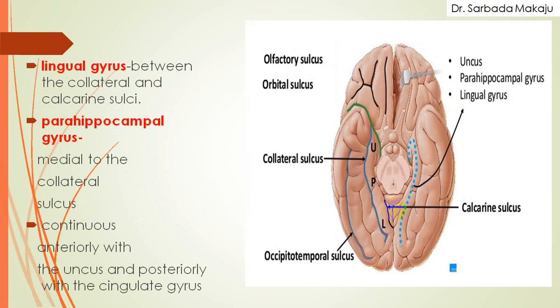Now the lingual gyrus is located between these sulci. This sulcus is known as the calcarine sulcus, and this sulcus is known as the collateral sulcus. Between them there is this gyrus, which is known as the lingual gyrus. Then also medial to the collateral sulcus, there is one more gyrus. This portion is known as the parahippocampal gyrus, which continues anteriorly with this area, which is known as the uncus. Posteriorly, it will continue with the cingulate gyrus.